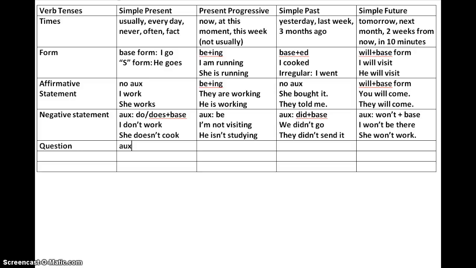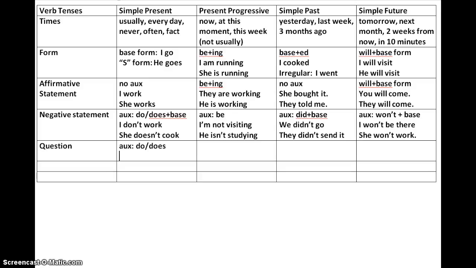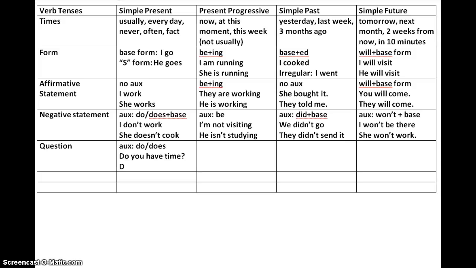The question form also has an auxiliary in simple present, do or does, and the auxiliary will go in the front for the question. Do you have time? Does she run? Do you? Does she? It needs to match the subject. Do you? Does she? Do I? Does he? And the auxiliary goes in front.